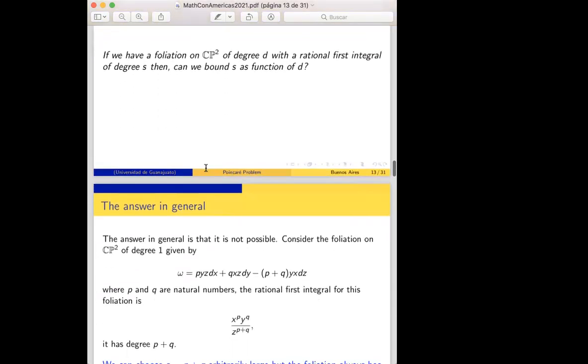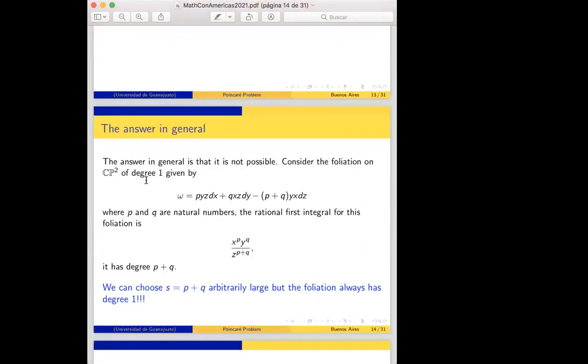Consider the one-form omega defined in this way: p y z dx plus q x z dy minus (p plus q) x y dz, where p and q are natural numbers. Then this one-form is of degree 2, and the corresponding foliation has degree 1.